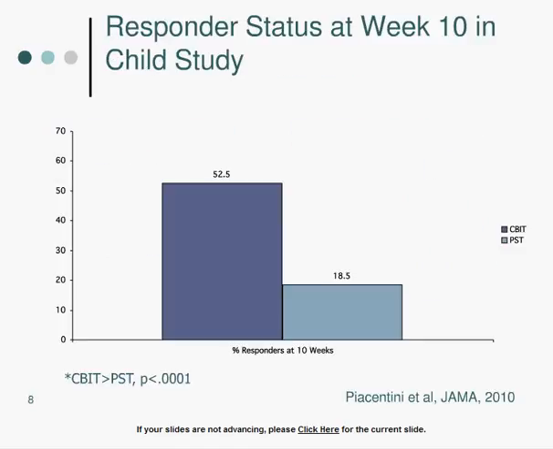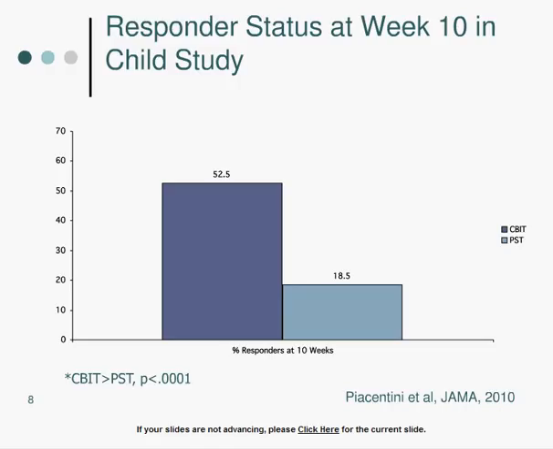And here's what we found. So this slide here shows you the responder status after 10 weeks of treatment in the child study. And responder status in this study was assessed with the CGI. That's basically a measure where patients rate themselves as improved or not improved. So what you can see here is the patients who rated themselves as either much or very much improved. And the dark bar here on the left, that's our behavioral treatment, that's CBIT. And the somewhat lighter bar on the right, that's our supportive psychotherapy treatment.